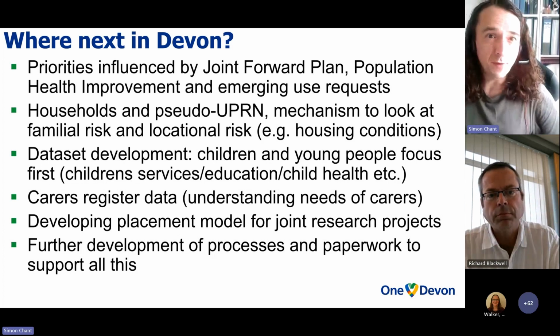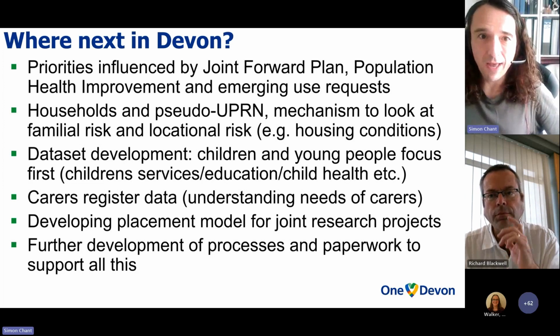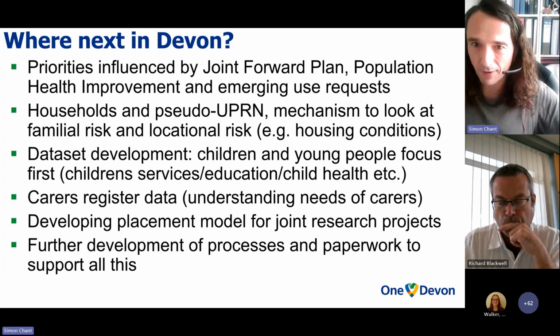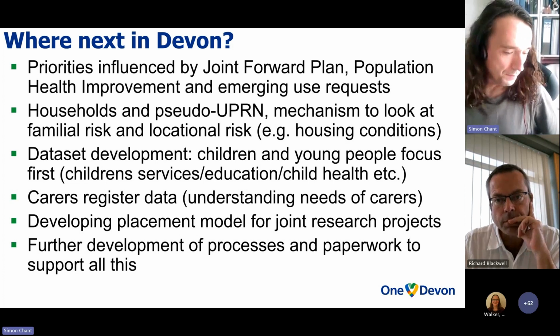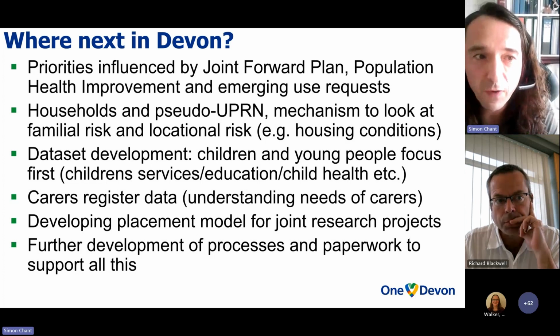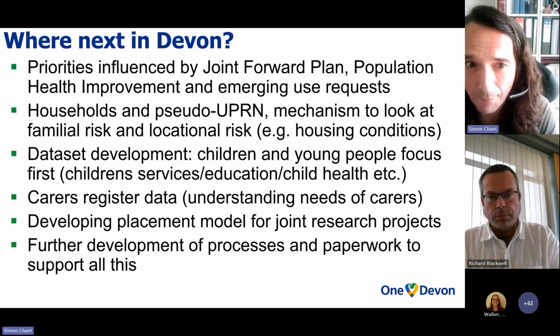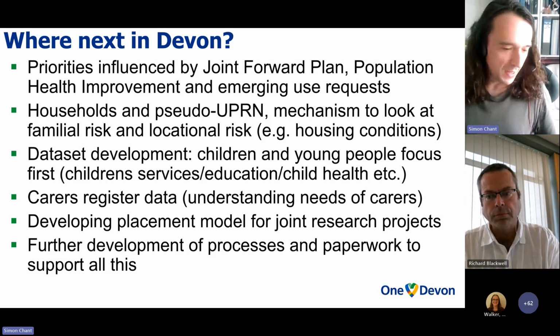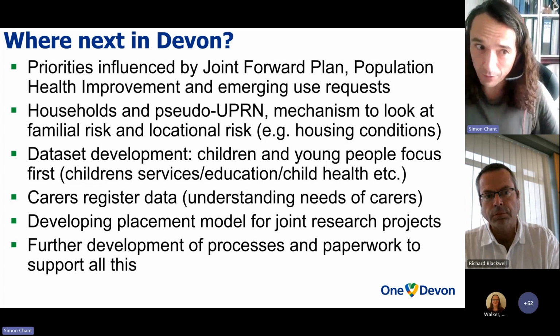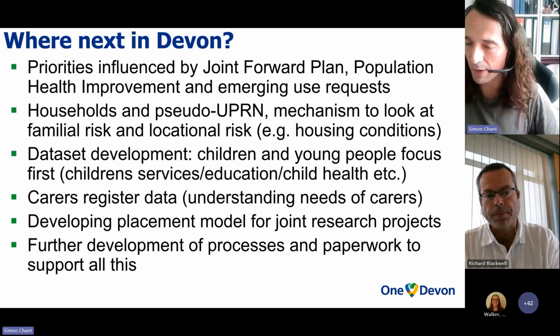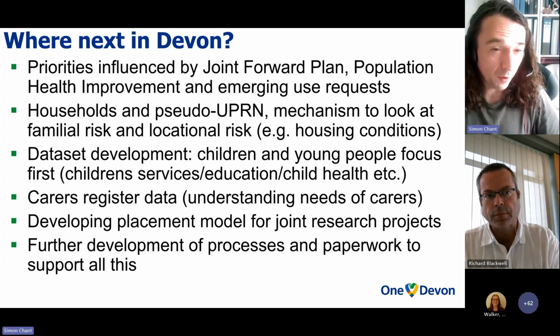Just before I finish, a few points about where we're heading next. The Joint Forward Plan, our Population Health Improvement Committee, and use requests will influence what we prioritise within the One Devon Dataset in terms of aspects we want to take forward. One of the first and foremost things at the minute is looking at household identifiers and bringing in a pseudo unique property reference number. What that allows you to do is bring in factors relating to a household. That might be looking at family and familial risk factors, but it might also be looking at locational risk, so things like housing conditions and the built environment.